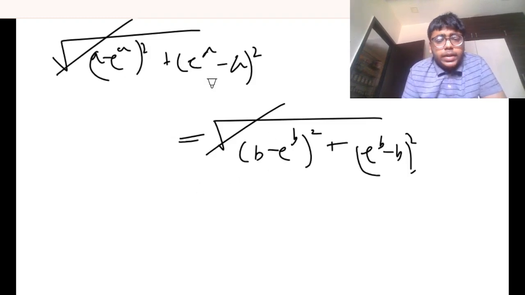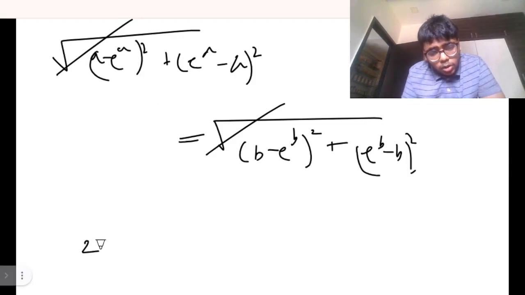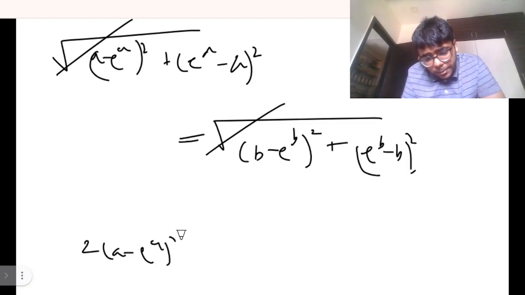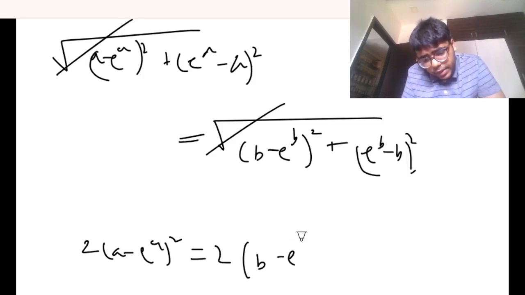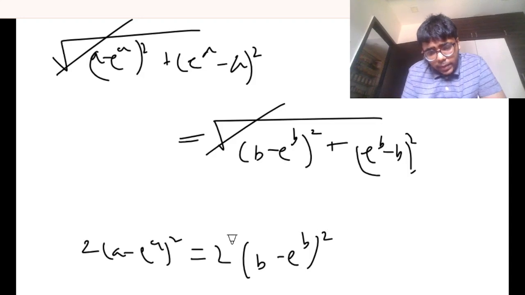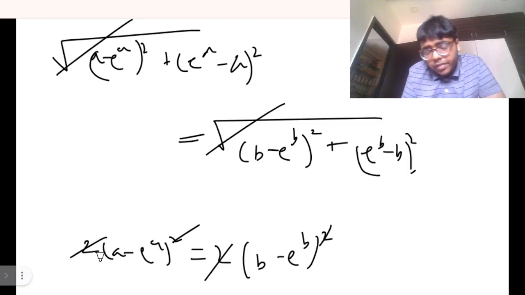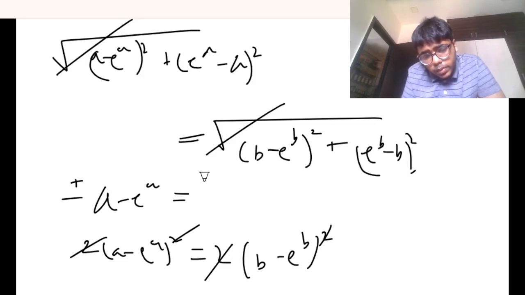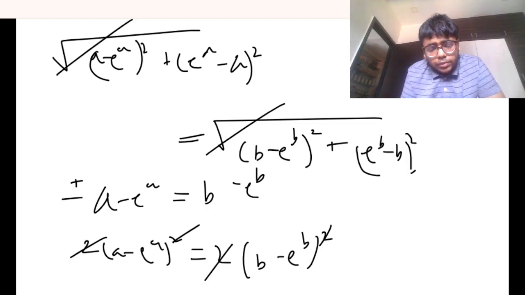Next, I'll notice that (a minus e^a) whole square is equal to (e^a minus a) whole square. So this will turn into 2 times (a minus e^a) whole square is equal to 2 times (b minus e^b) whole square. As you might notice, we can cancel the 2, and we can cancel the square. When we cancel a square, we need to write a plus minus, right? So we will write plus minus (a minus e^a) is equal to (b minus e^b). Right? These are some more facts which we are able to generate.